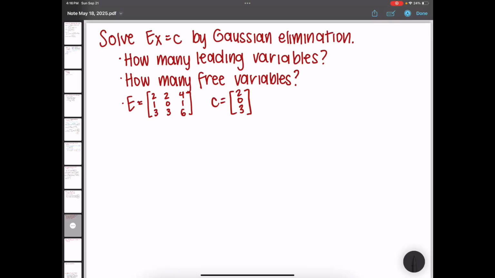Hi, in this video, we will be solving the equation Ex equals c through Gaussian elimination. Now, we'll go through the process of Gaussian elimination for this problem, but if you want a more in-depth explanation of Gaussian elimination itself, please refer to that video. So let's set up Ex equals c by augmenting the matrix E with the vector c.